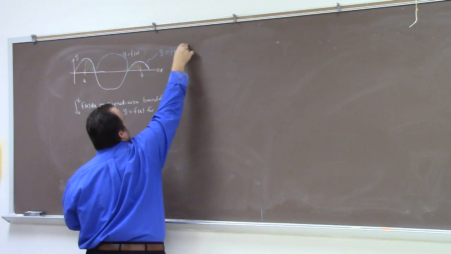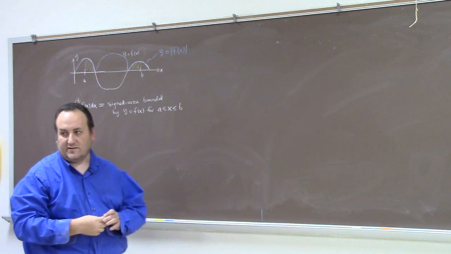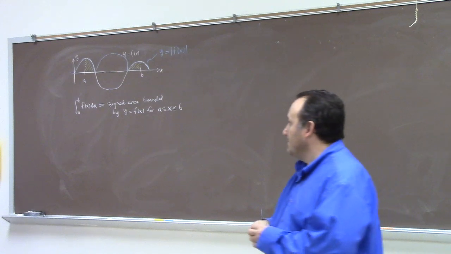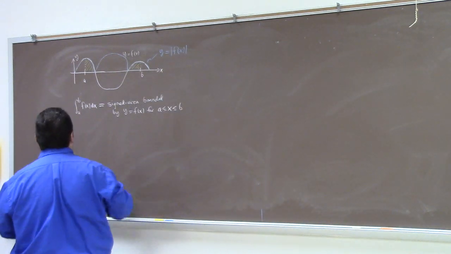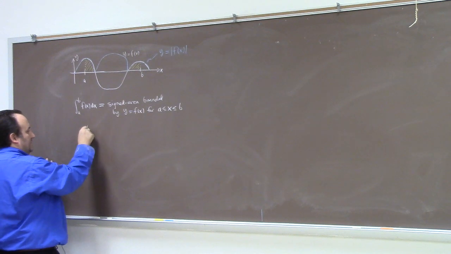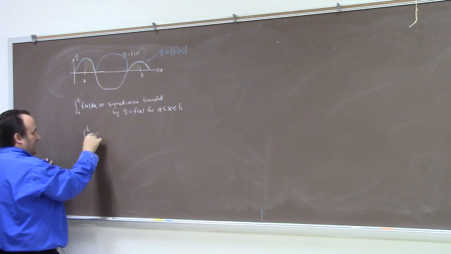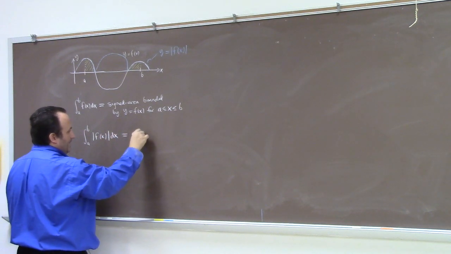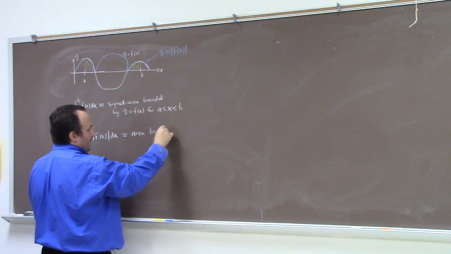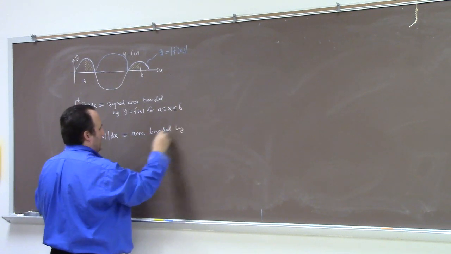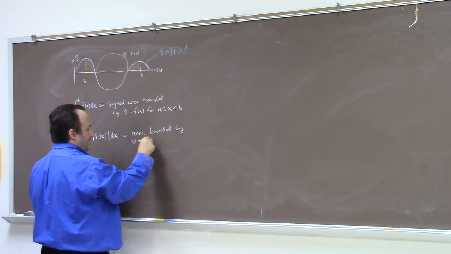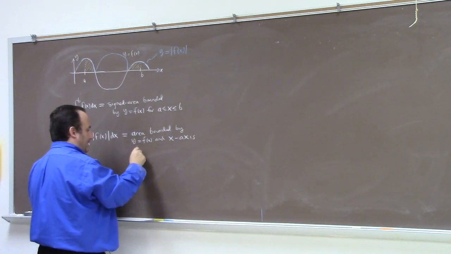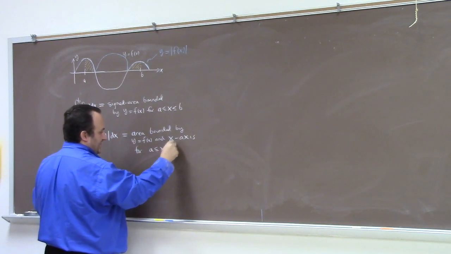That's what that is. If we look at the absolute value of a function, it turns the negatives to positives, right? So the integral from a to b of the absolute value of f of x dx is actually going to give us the area bounded by y equals f of x and the x-axis, to be more precise, for a less than or equal to x less than or equal to b.